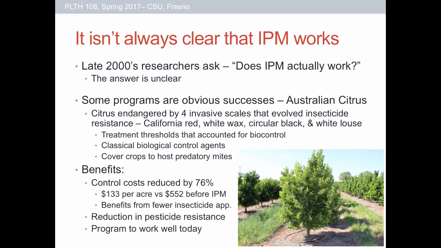And this ended up being a huge success. They went from about $552 per acre worth of control down to $133, a three-quarters reduction in the total cost. Almost all these benefits were derived from having fewer insecticide applications. So a substantial reduction in chemicals, and a huge amount of essentially free control, because once you establish the biocontrol, it more or less stays there.